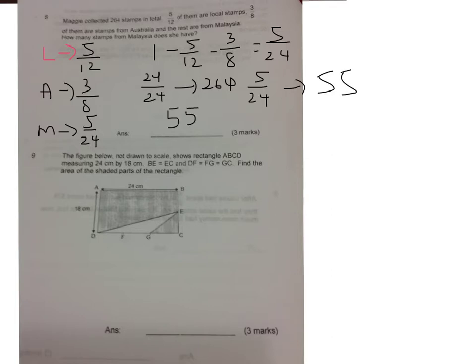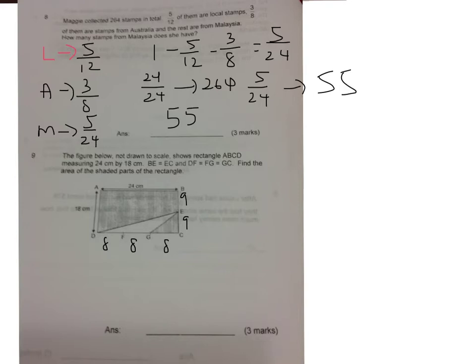Now when you look at question 9, the figure not drawn to scale shows rectangle ABCD measuring 24 by 18. BE equals EC, which means this is actually 9, and here is actually 9. DF equals FG equals GC. So 24 divided by 3, 8, 16, 24, here is 8, 8, 8. Find the area of the shaded part of the rectangle.